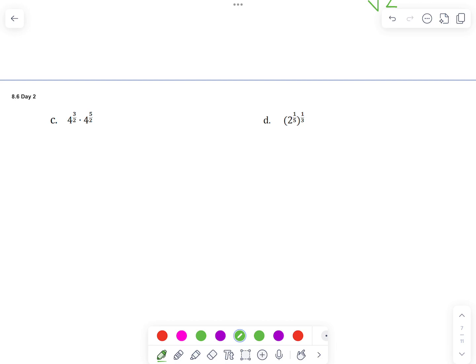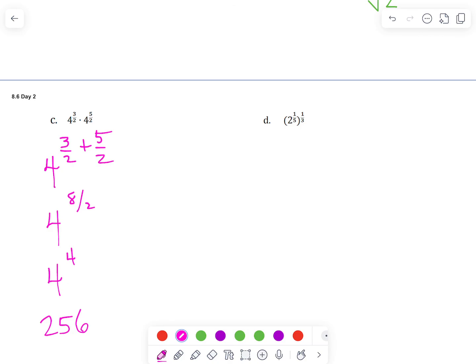All right, next example. They're the same base, so we can go ahead and add those exponents. So 3/2 plus 5/2. Add the fractions, so 3/2 plus 5/2 is 8/2. Then reduce our fraction. 8 divided by 2 is 4. And then we can go ahead and enter that into our calculator. So 4 to the 4th power, which is 256.